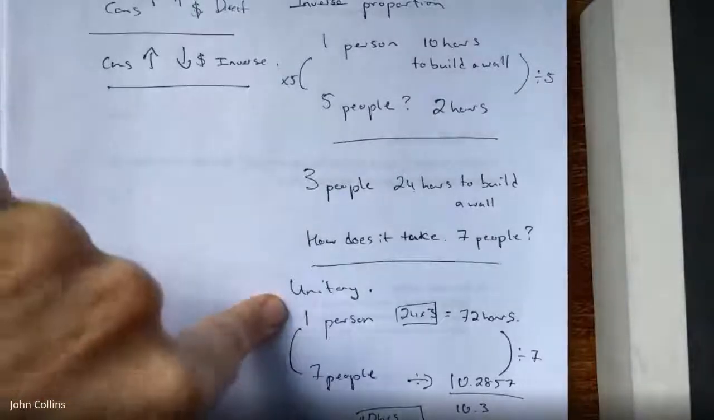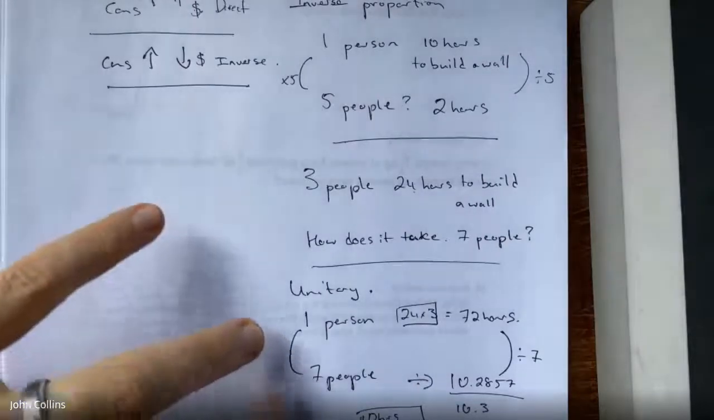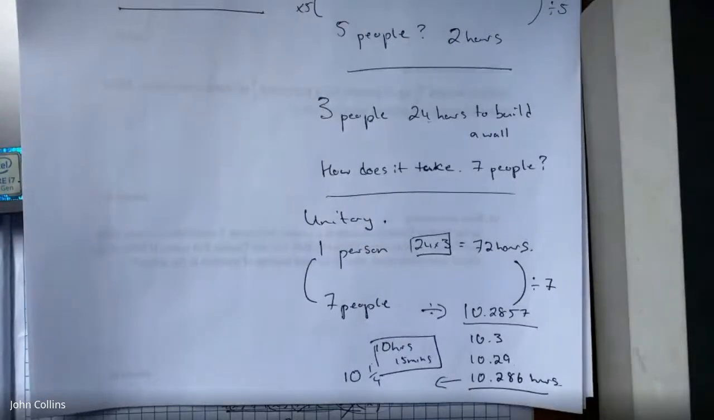Both use the unitary method. And it's key here that you use your logic skills to figure out whether your answer makes sense at the end or not. So if your answer doesn't make sense, you might have multiplied instead of dividing, because it's either going to be a multiply or divide, because you're either increasing or decreasing by a multiple.